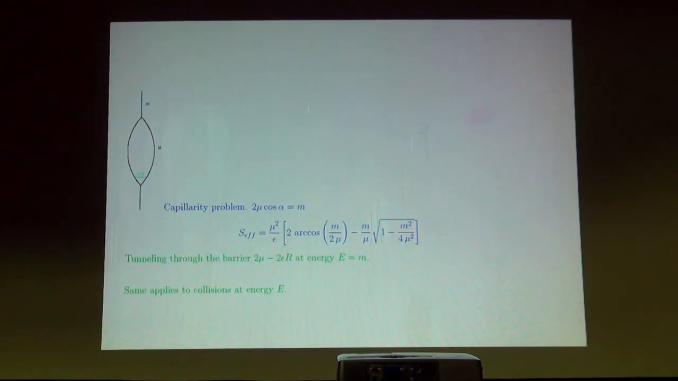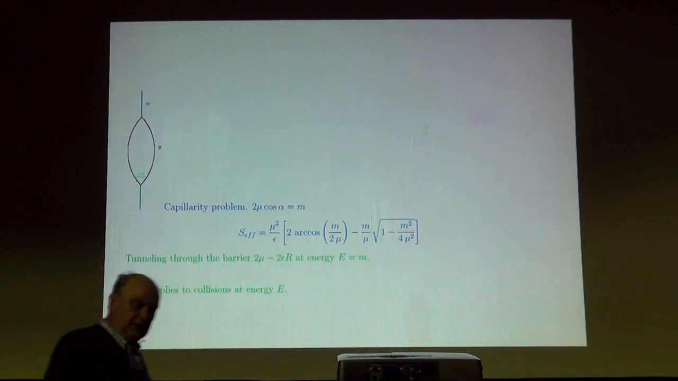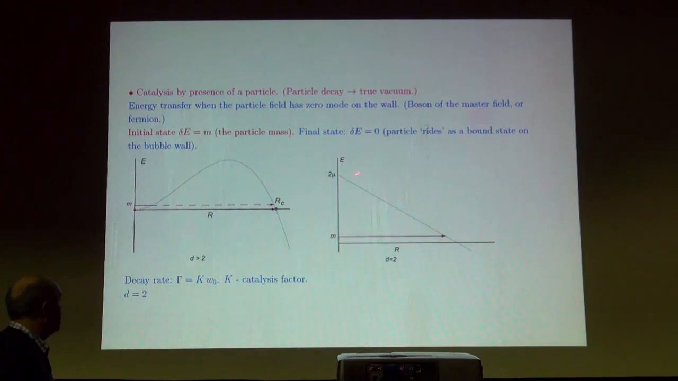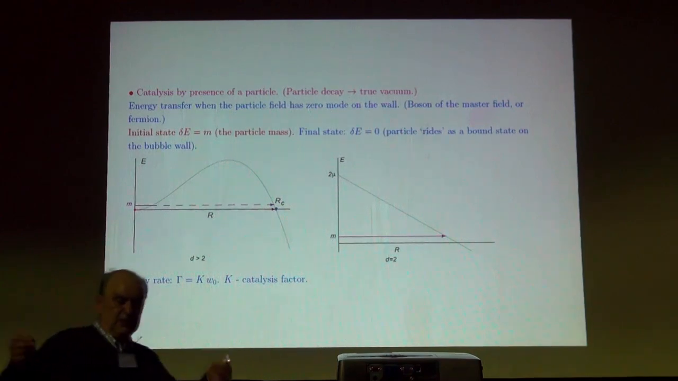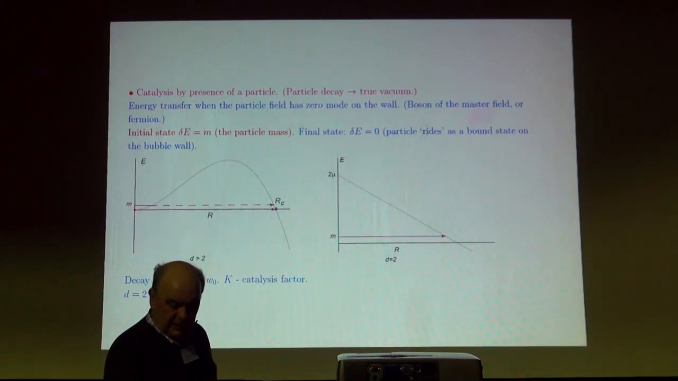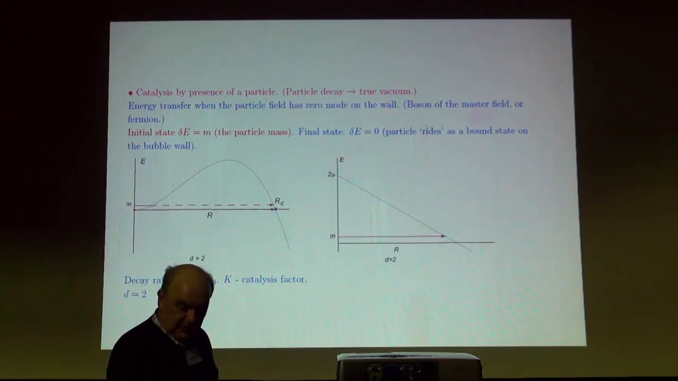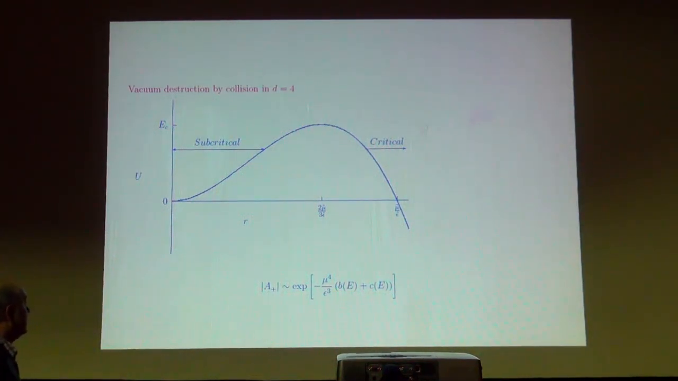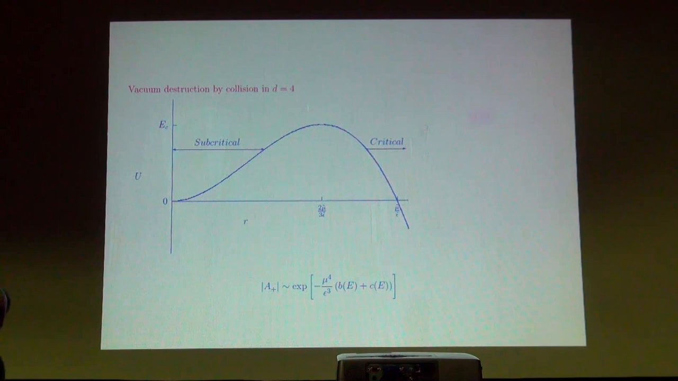If two such particles collide, in two dimensions, the same applies to collisions with energy E. So at the level of the exponential factor, the energy can be transferred to the bubble degrees of freedom, and so if the energy of the colliding particles exceeds twice the mass of the solitons that form the walls of the bubble in 1+1 dimensions, then the exponential factor disappears. However, it's not the case in more than two dimensions. In particular, in our four-dimensional world, it's not the case.